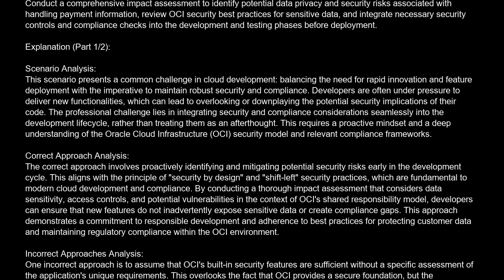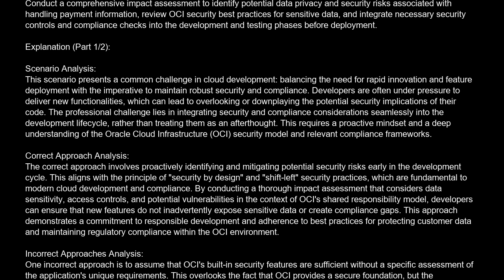The correct answer is A. Conduct a comprehensive impact assessment to identify potential data privacy and security risks associated with handling payment information. Review OCI security best practices for sensitive data, and integrate necessary security controls and compliance checks into the development and testing phases before deployment. Explanation.